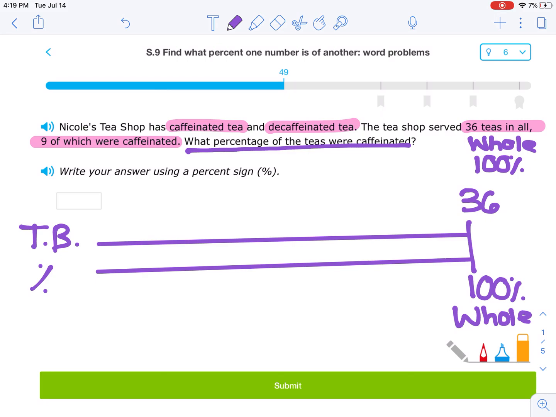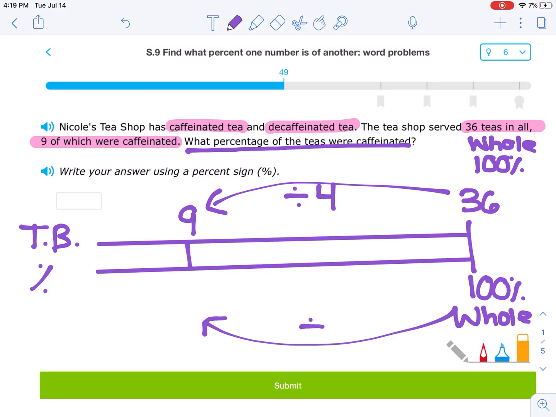Now we are focused on this 9 right here, okay? What you want to remember is think about, how do I go from 36 to 9? Easy. I divide by 4. 36 divided by 4 gives me 9. Same thing happens here. Whatever you do to the top, you have to do to the bottom. So I'm going to divide 100% by 4. And when I do that, I get 25%. Okay? So if 9 out of 36 tea bags had caffeine, that would make up 25% of the total.